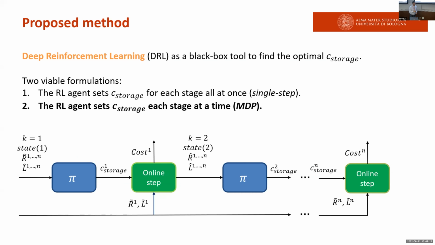Instead, the second formulation is really a Markovian decision process, because the reinforcement learning agent Pi provides the virtual cost associated with the storage system only for the current stage. Then we plug this into the online algorithm, observing the true values of the uncertain variables. We evaluate the operational cost, and this is basically the reward. The observation is an encoding of the current stage, the state of the system, and the forecast for the photovoltaic production and the user demand.